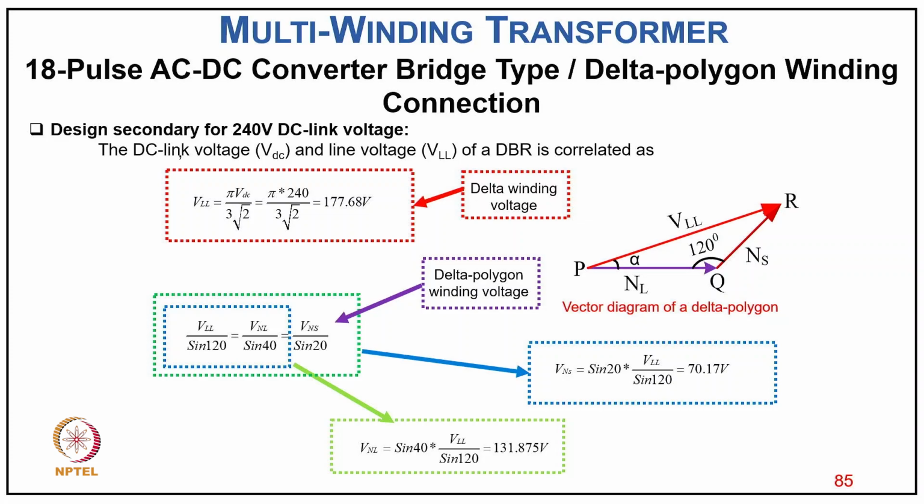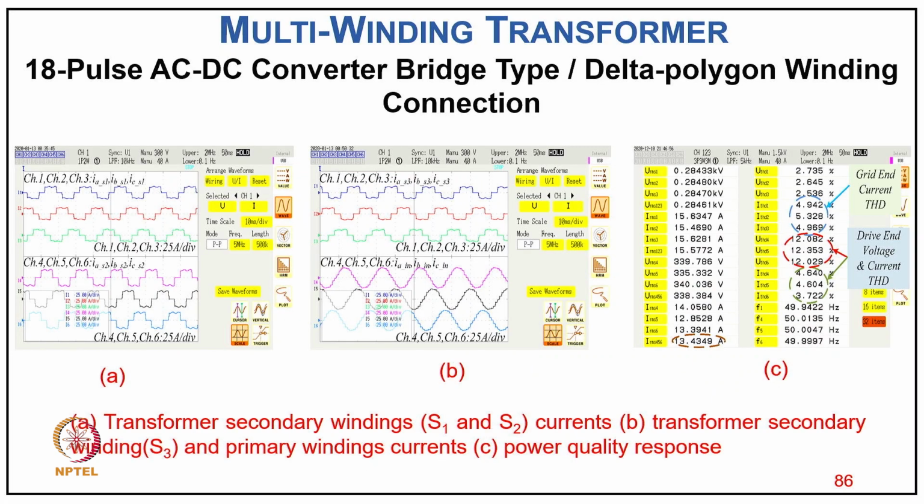So you can get VNS, which is typically the winding zone here, equal to sin 20 VL upon sin 120, which is 70.17 volt, and VNL, as shown, for this sin 40 with VLL 120, comes to 131.877 volt, for giving the phase shift of plus minus 20 degree. So a typical example: this is the waveform which we got after developing this delta polygon transformer for 18 pulse.